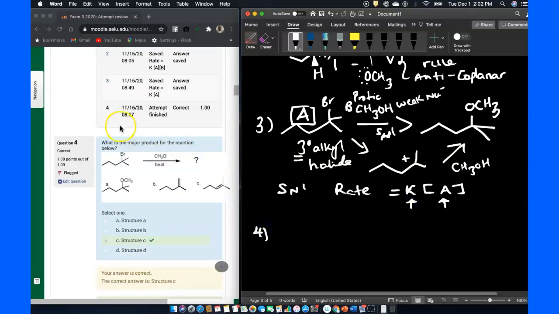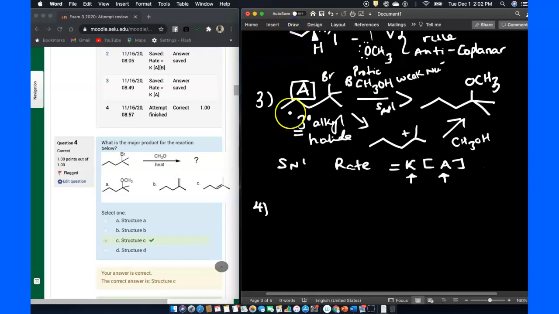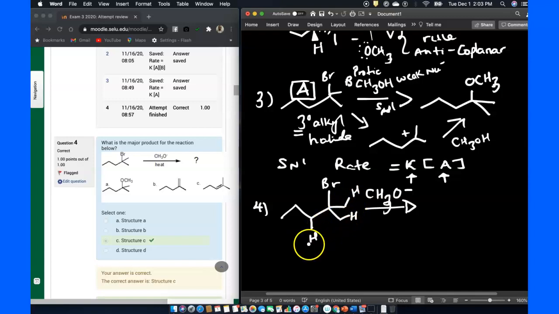Question 4. I see a strong base, I see heating, I expect E2. Because the base is small, it's not tert-butoxide, I expect the Zaitsev product, which means the more substituted double bond will be favored. So I have this beta hydrogen, or either of these two. I'd rather take out this hydrogen that's sitting on a more hindered carbon, and that's going to give me the Zaitsev product, which happens to be that.